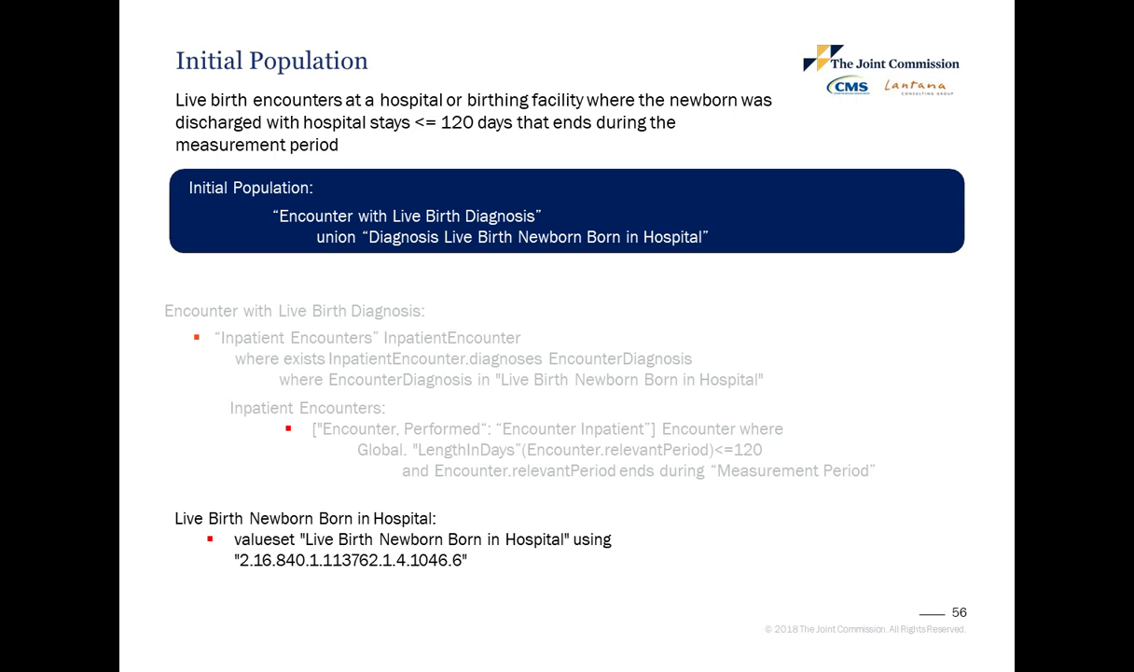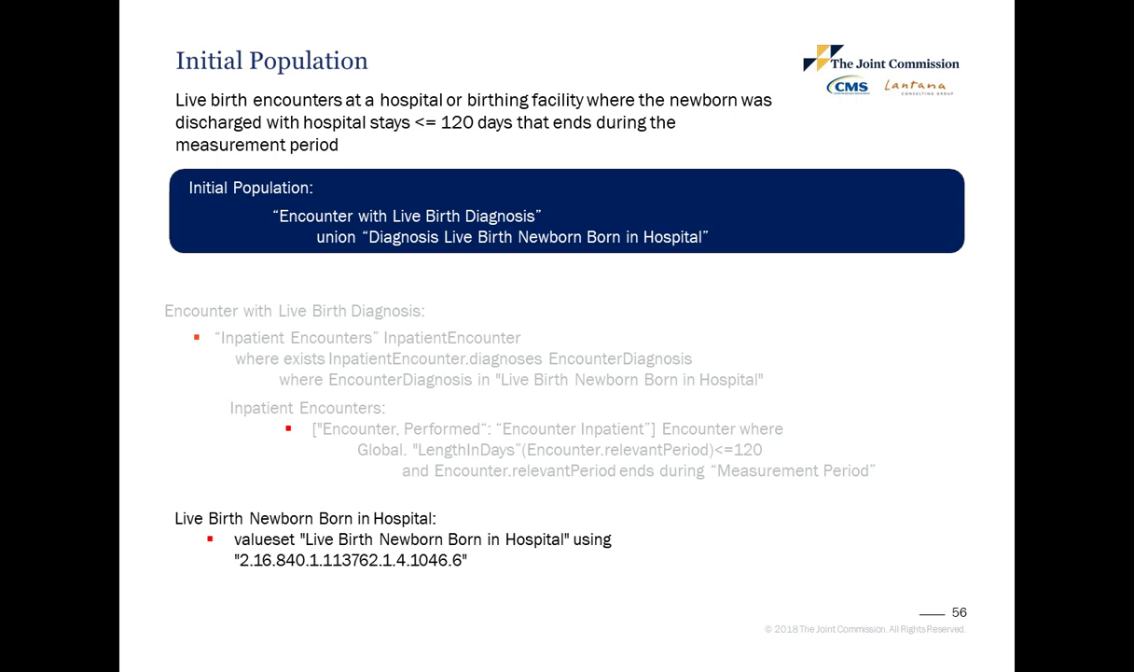So the definition for diagnosis live birth newborn born in hospital reads: inpatient encounters with an alias of inpatient encounter. And then the next line reads: with diagnosis live birth newborn born in hospital with an alias of qualifying diagnosis. The next line of logic in that definition reads: such that qualifying diagnosis dot prevalence period starts during inpatient encounter dot relevant period.